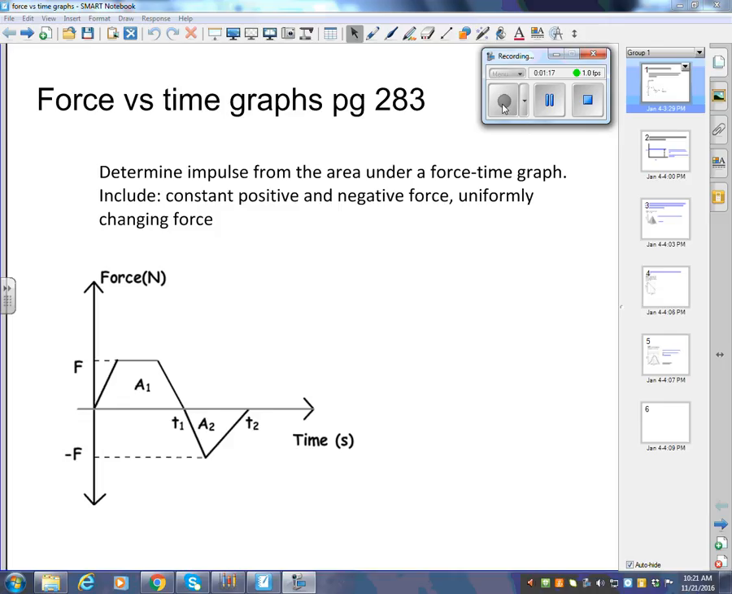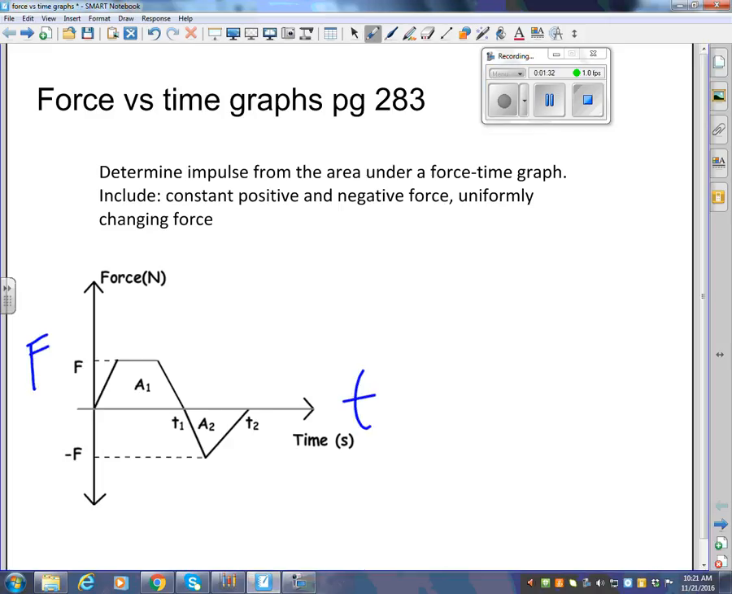Okay, so force versus time graphs from page 283. Determine the impulse and the area under a force time graph. Include constant positive and negative force and uniformly changing force. So once again, we are looking at a graph, and this time it's a force versus time graph. So when they say constant positive, that would be that one, right? That's constant positive. Constant negative would be, doesn't exist here, does it?